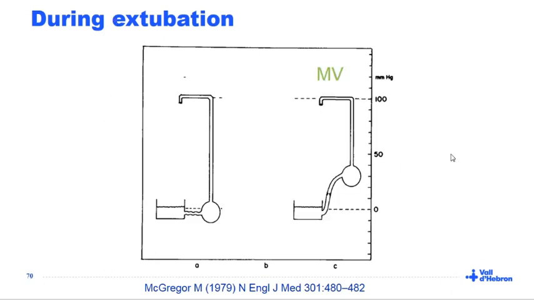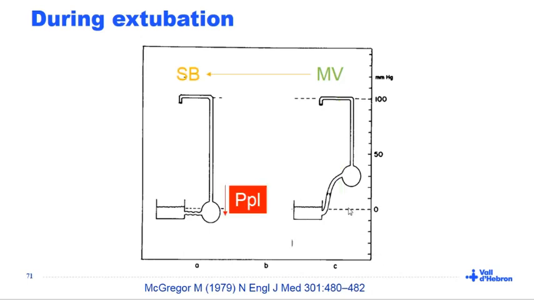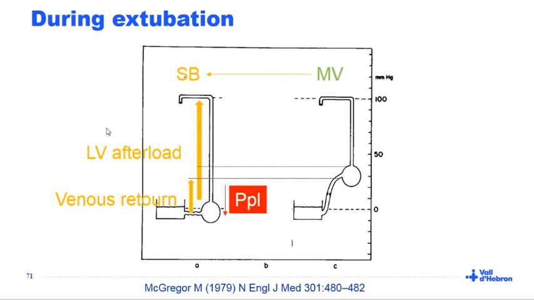During mechanical ventilation, imagine that this is the heart, and this is the reservoir. The pleural pressure increases, so the left ventricle afterload decreases and the venous return also decreases, because there is an increase in pleural pressure and these tubes are compressible, so it's more difficult to arrive to the pump. If you extubate your patient, the pleural pressure immediately decreases. So there is a sudden increase in left ventricle afterload and a sudden increase in venous return.